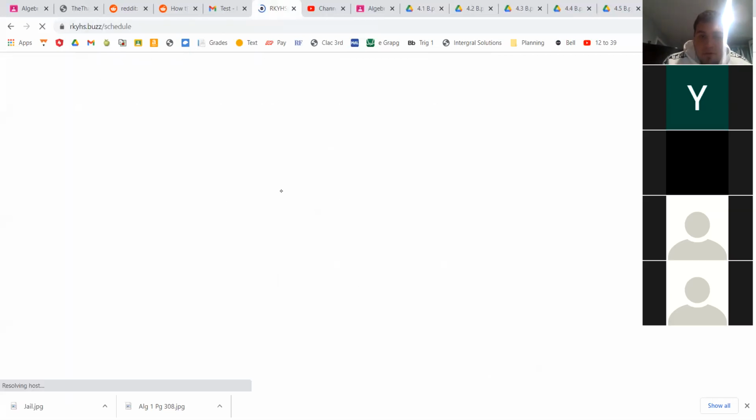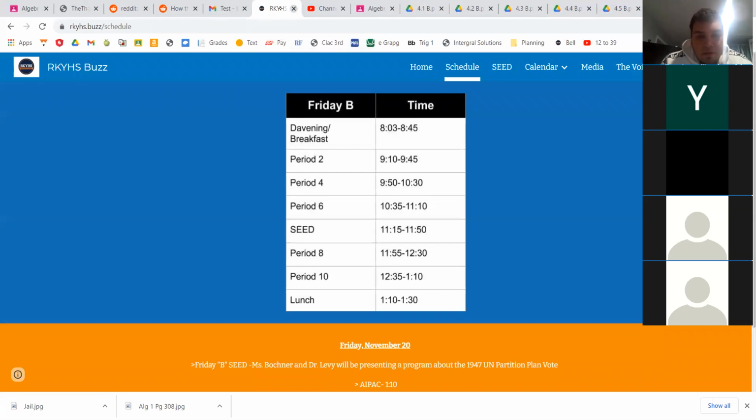Control Alt Shift T. No, that's not right. Alt Tab.